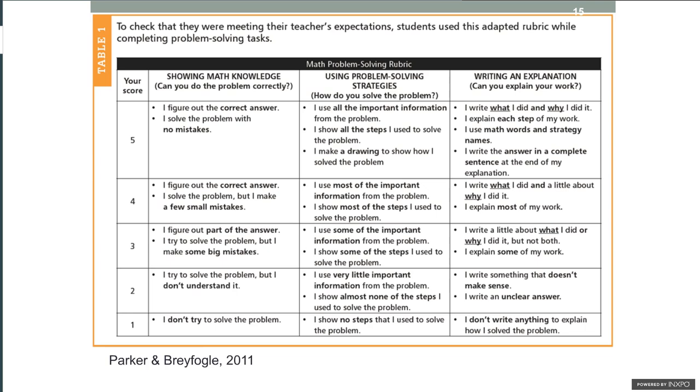And so she took the three criteria you see across the top, the math knowledge, problem-solving strategies, and the math communication, those come from the National Council of Teachers of Mathematics criteria, and she just took the NCTM materials and made them specific to her students, and especially she made them student-friendly, so that, for instance, if students want to know what does a good explanation look like, well, I write what I did and why I did it. I explain each step of my work. I use math words and strategy names. I write the answer in a complete sentence.